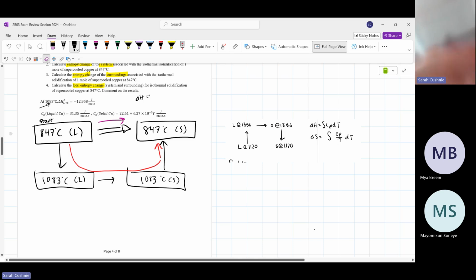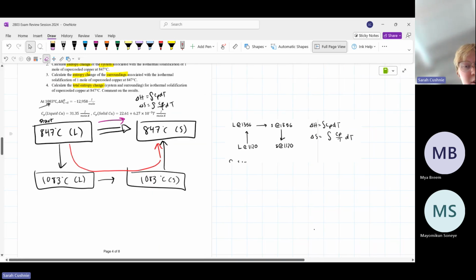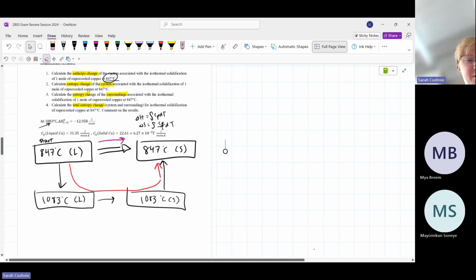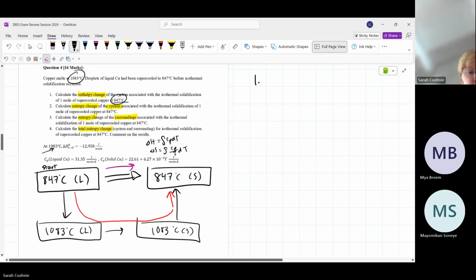Delta H is equal to the integral of Cp dT, and delta S is equal to the integral of Cp over T dT. So let's start by doing number one. I'm going to do it on the right side of my page here. So number one, we want to calculate the enthalpy change.